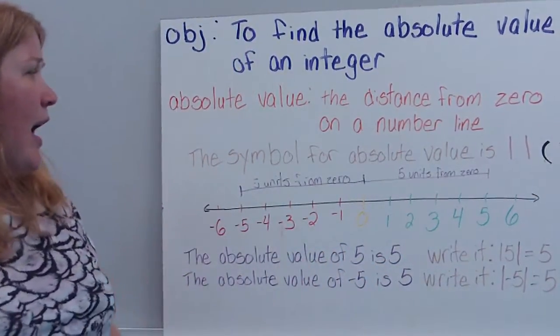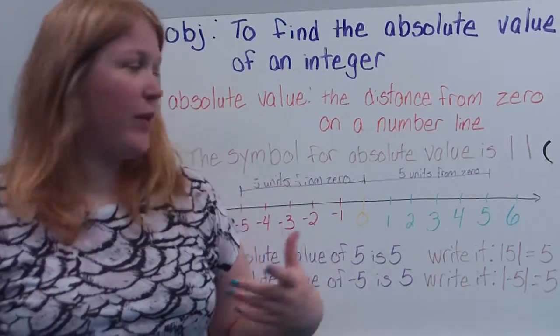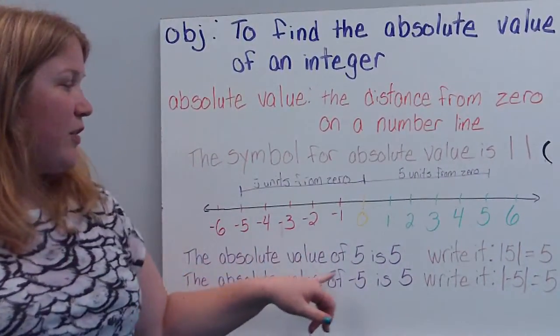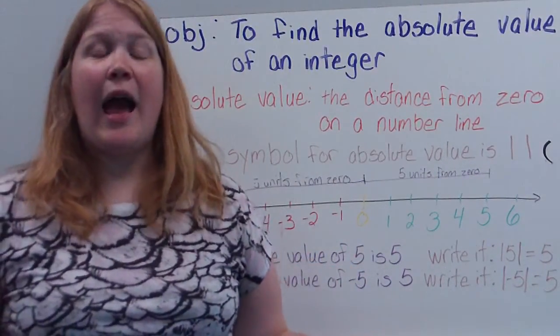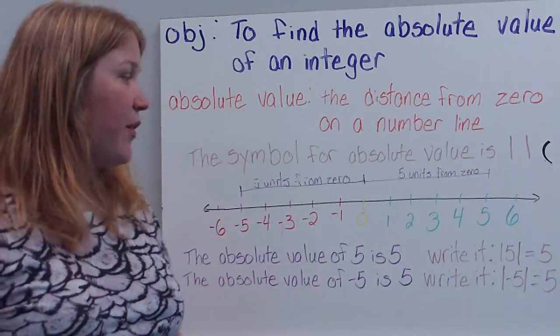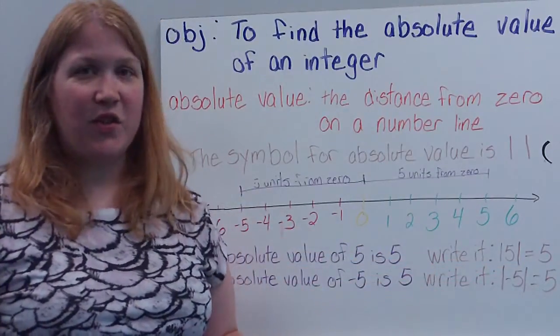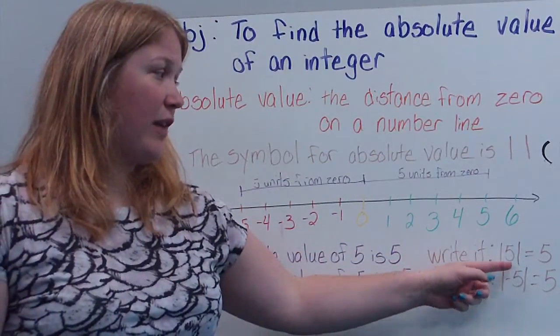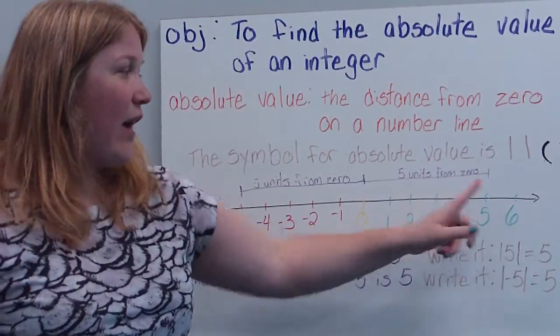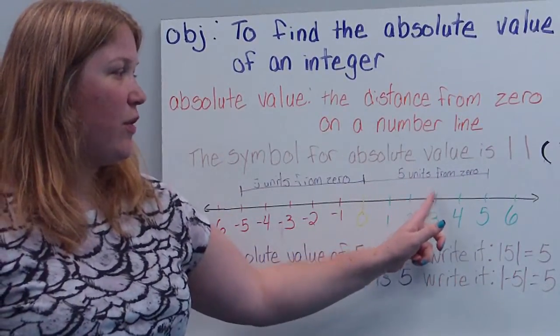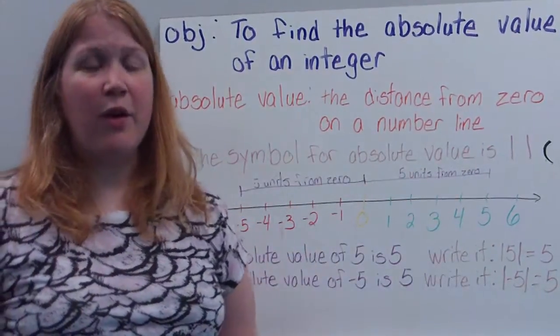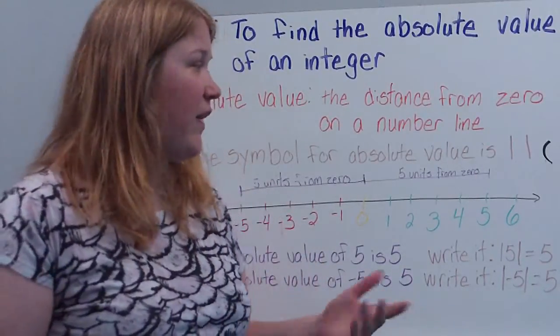All right, so again, I've drawn a number line for you here so that we can show this again. So the absolute value of 5. What I'm asking is how far from 0 is the number 5? How would we write that? We'd write 5, and we'd have our two straight lines surrounding it. That tells us we want the absolute value of 5. So if we look at 5, how far is it from 0? 1, 2, 3, 4, 5 units from 0. The absolute value of 5 is 5.